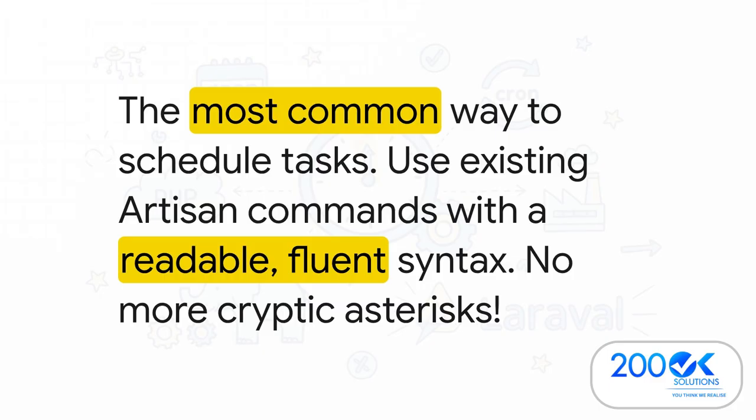Now, there are a few ways you can define tasks, but honestly, the most common way is just scheduling an artisan command you've already built. I mean, look at this example. It literally reads like plain English. You're not trying to figure out what 0 13 * * * means. It's just obvious. Run the email send command daily at 1 p.m.